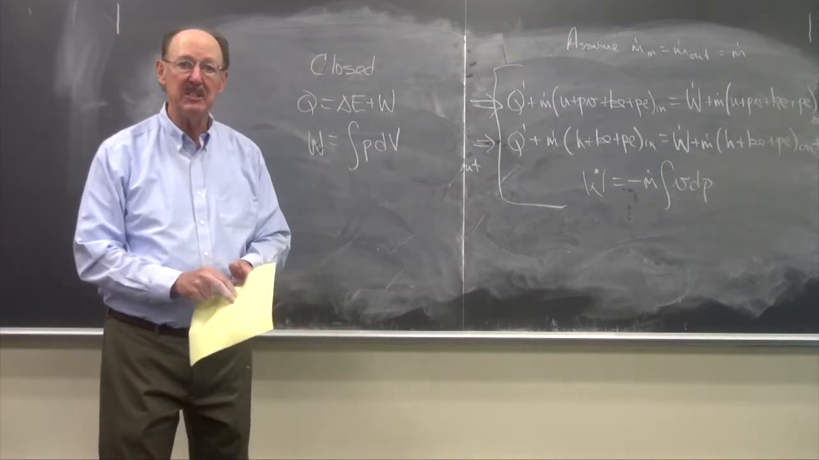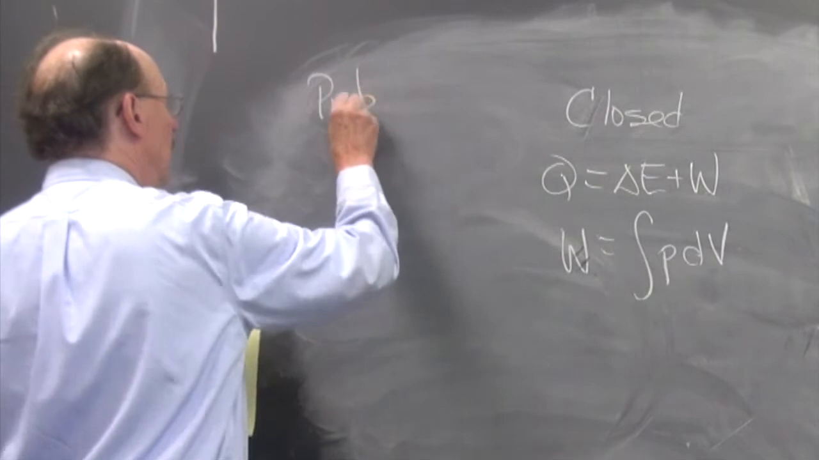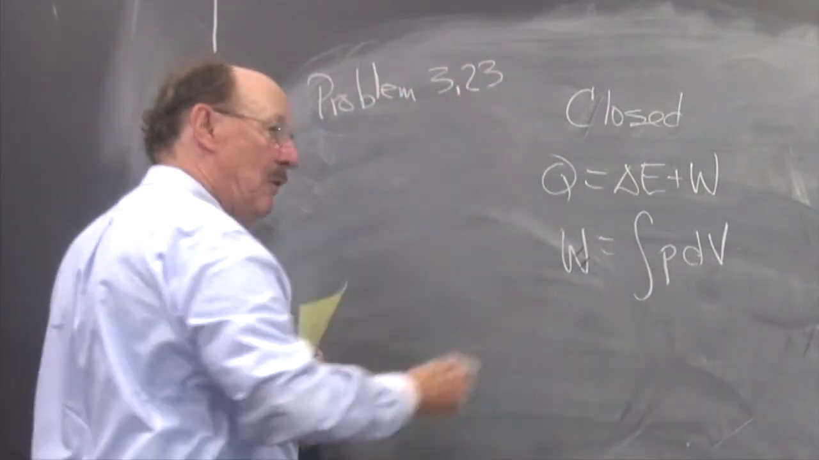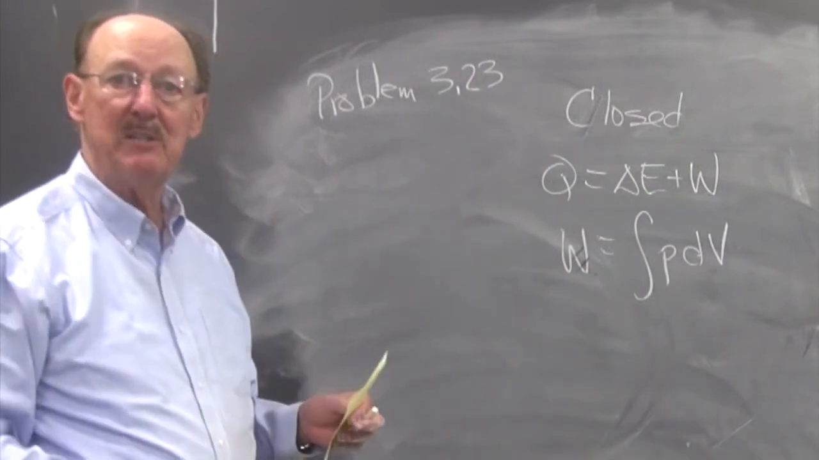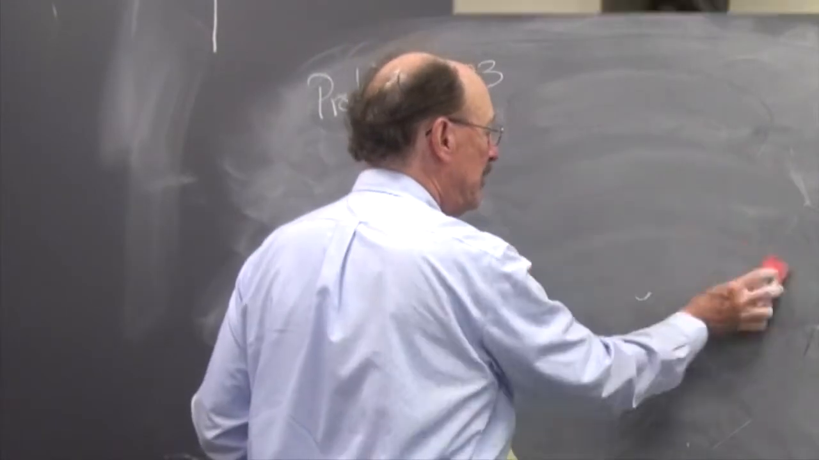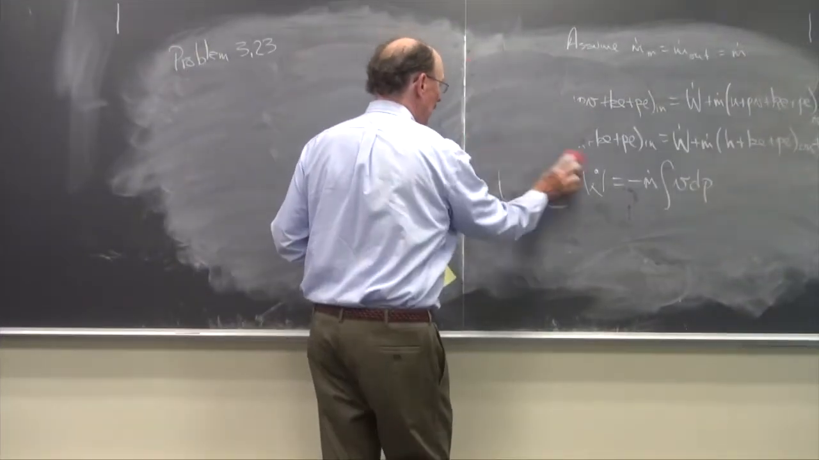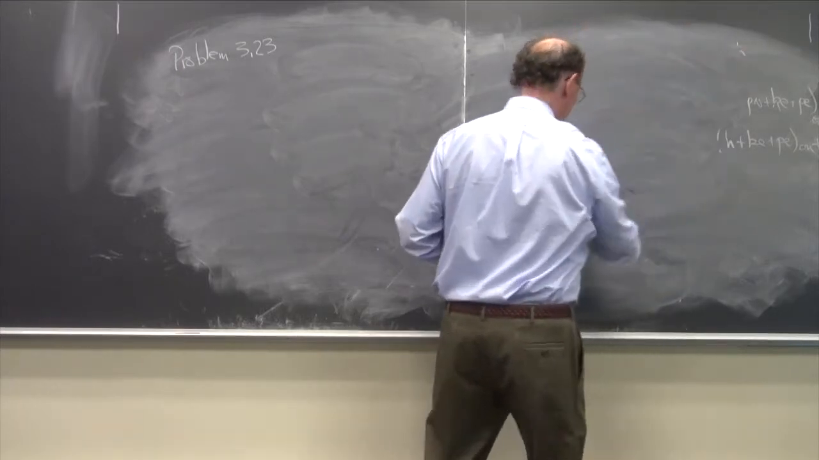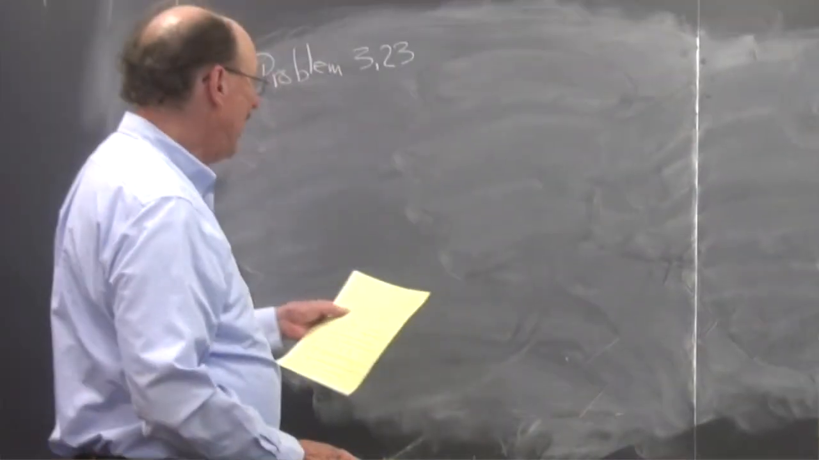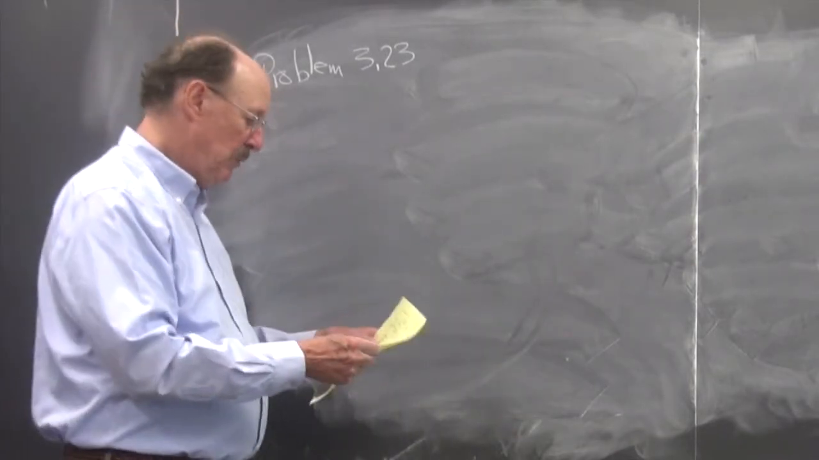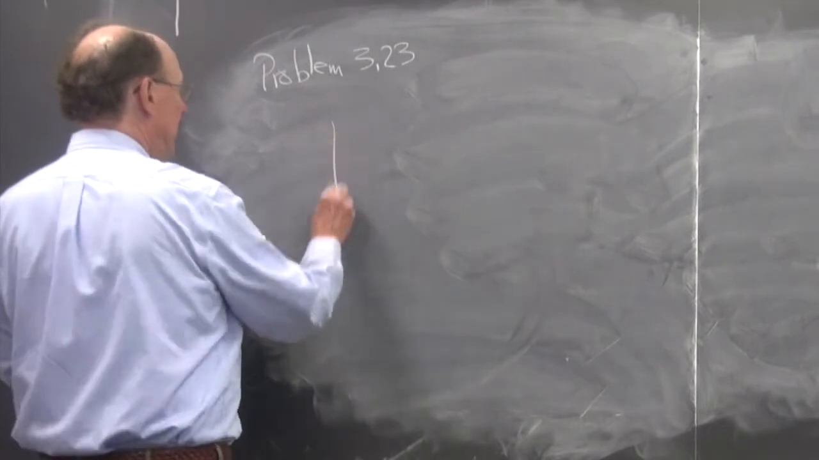Now let's look at an example for open systems. So this will be problem 3.23. Again, I urge you to go to the textbook and look up problem 3.23. This is a problem that people had difficulty with, so I thought it'd be worth pursuing here and how we figure out what to do. So we have a furnace. In this case, there's a furnace and we're heating a house.